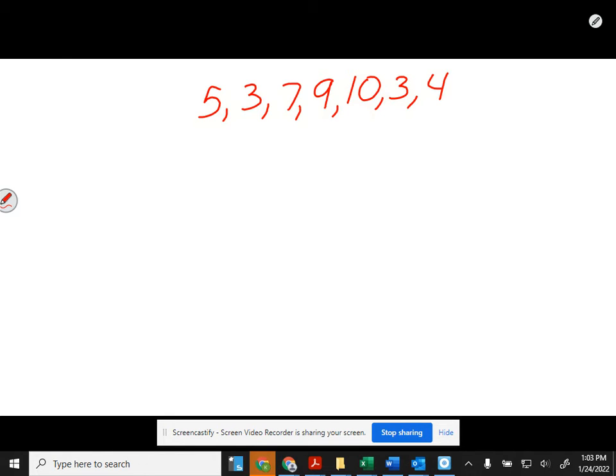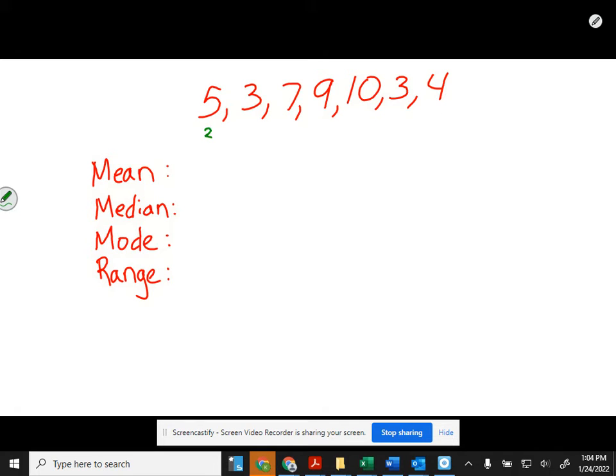Okay, if these are our data points, we want to find mean, median, mode, and range. What is my first step? Chase. Put them in order. So, at your spots, see if you can find mean, median, mode, and range. So right now, at your spots, these are our data points. First thing you do is you put them in order.